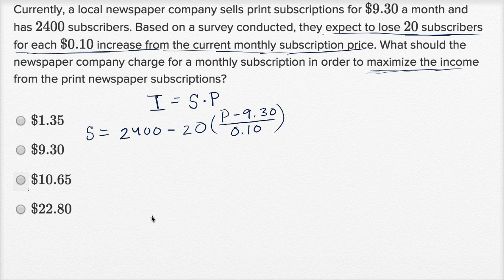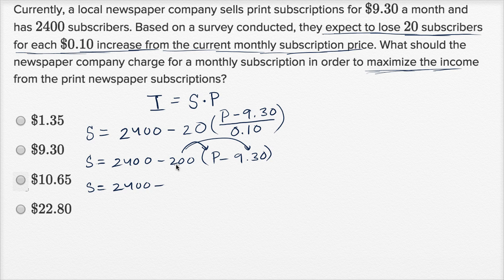So before I actually even do that, let me simplify this a little bit. Subscribers is going to be equal to 2,400. And then, let's see, 20 divided by 0.1 is going to be 200, minus 200 times P minus $9.30. And then we can distribute this 200. So subscribers is going to be equal to 2,400 minus 200P, and then negative 200 times negative $9.30. Let's see, 2 times $9.30 is $18.60, but it's going to be $1,800, and instead of $18.60, it's going to be $1,860. So plus $1,860. That's negative 200 times negative 9.3.